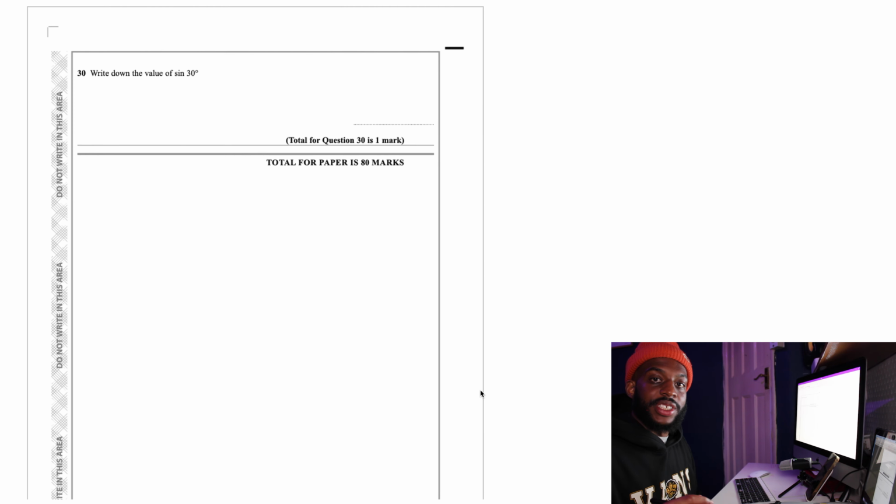This question, you need to know your exact trigonometry values. It says write down the value of sine 30, and you should know that that's a half. If you're not sure about these questions, I'm going to do a video on exact trig values. But if you need to find out now, then just Google the best way to work them out.